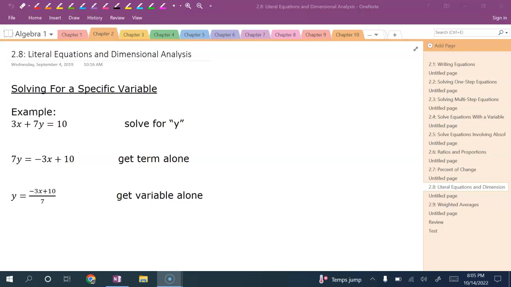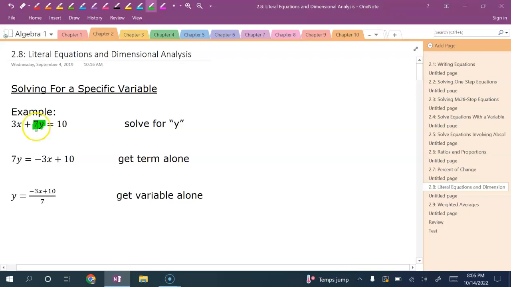So, for example, you'll be given something that looks like this one, 3x plus 7y equals 10. And they are asking you to solve for the letter y. So, whenever you look for the variable, I usually will try to circle it or something like that so I know what exactly I'm trying to solve for here.